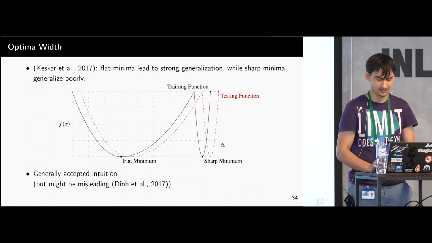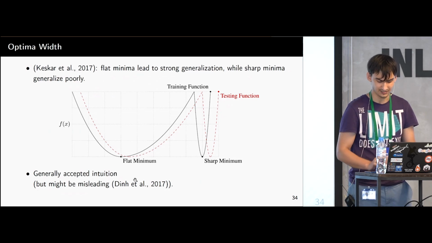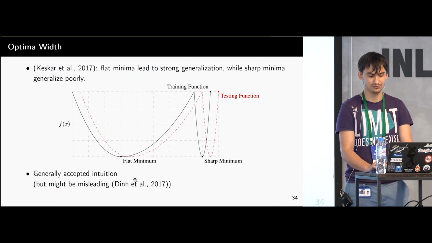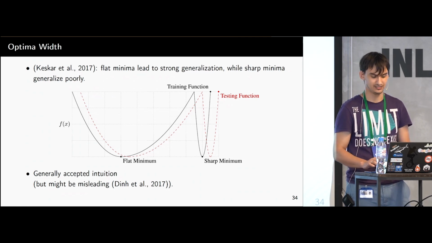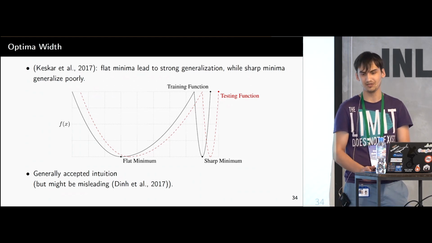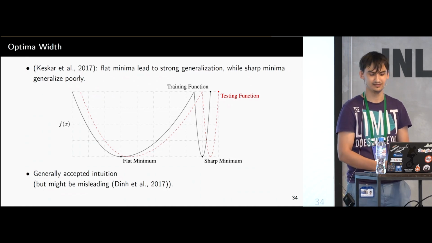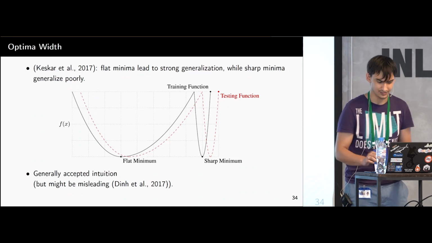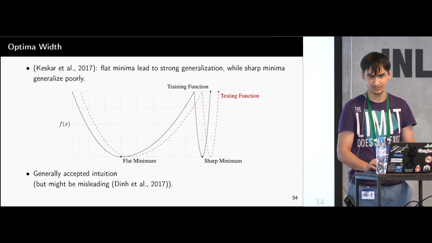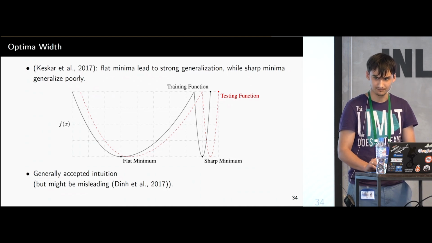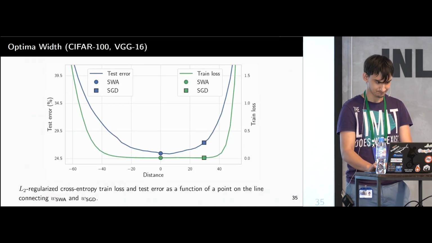But this intuition can be misleading. There is this paper by Dean et al. where they show that you can actually reparameterize the network in such a way that flat minima become sharp minima and sharp minima become flat minima. So it is not 100% clear what is going on here, but you can still use this intuition as a simple approximation.